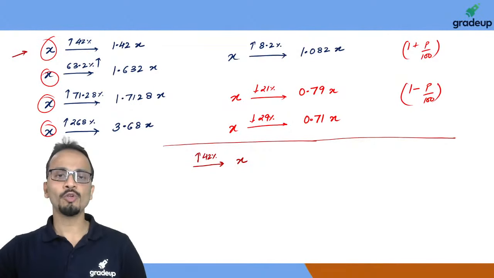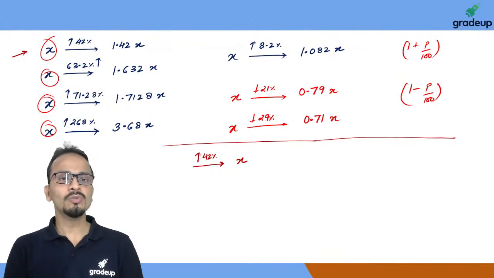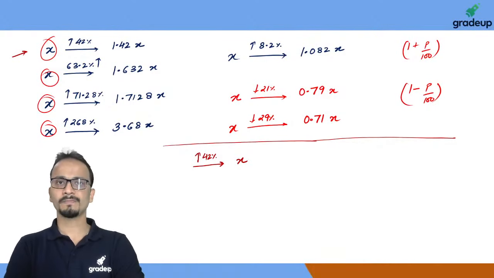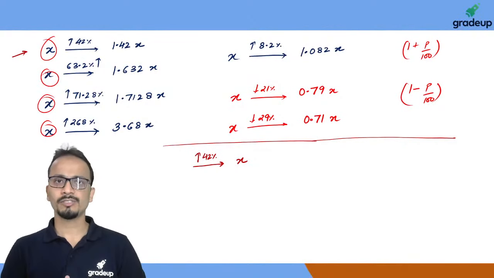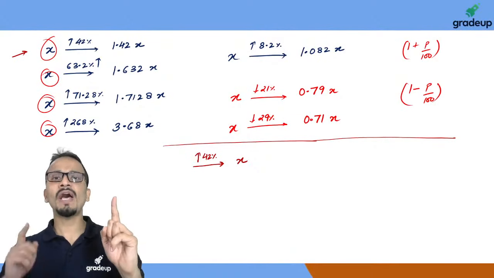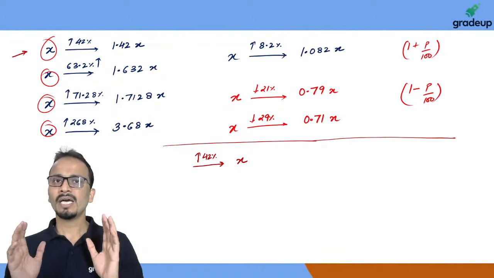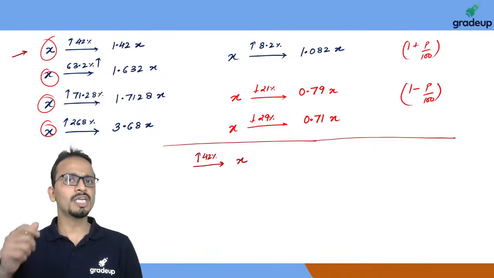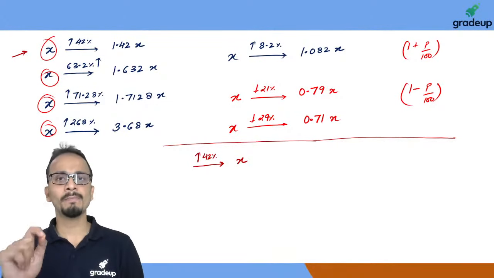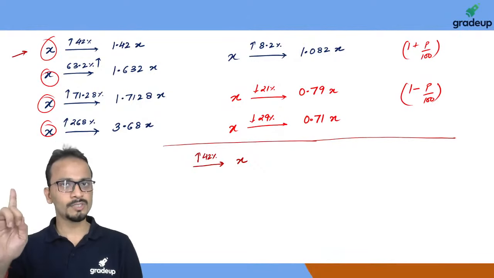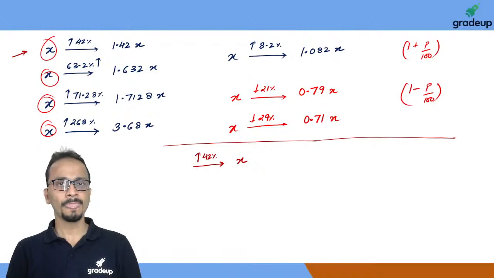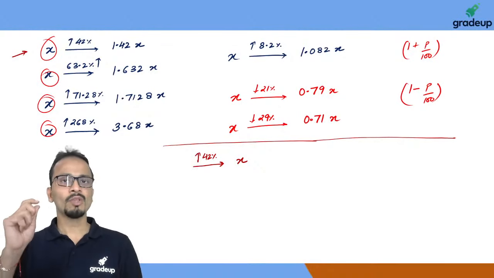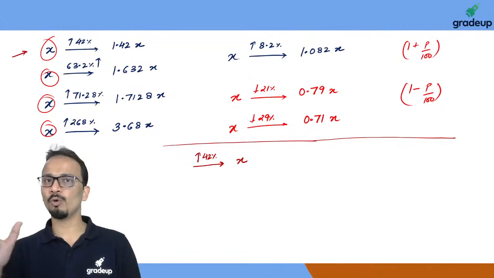X when increased by 42 percentage, the final value became 1.42x. So I can say that if there is an increase of 42 percentage, and I want to go from initial value to the final value, then I'll use a factor of 1.42. An increase of 42 percentage will generate a factor of 1.42. This is one thing that you need to have clarity about.